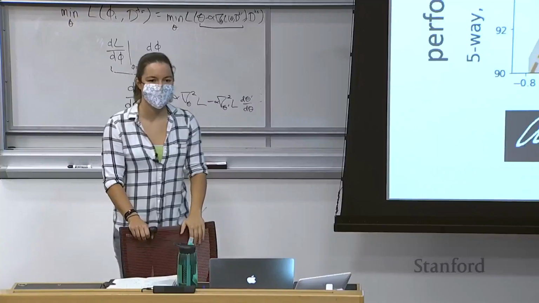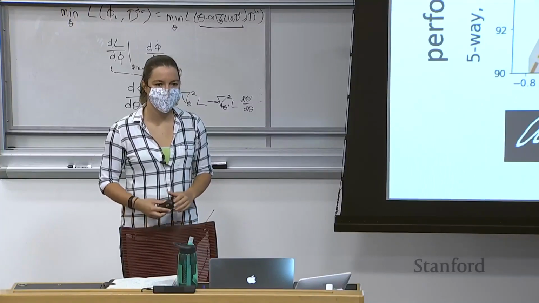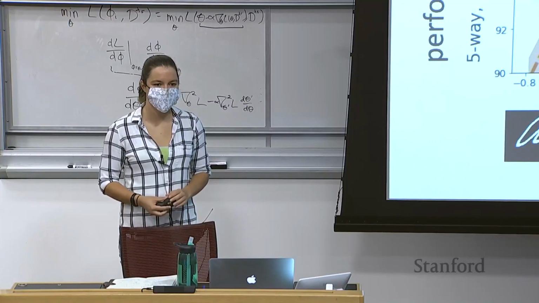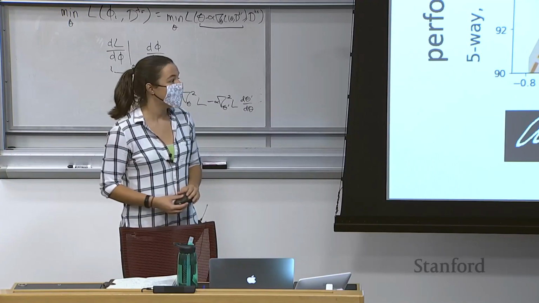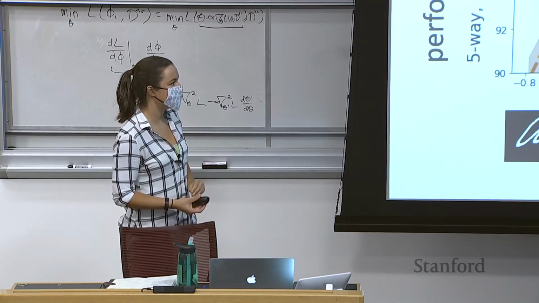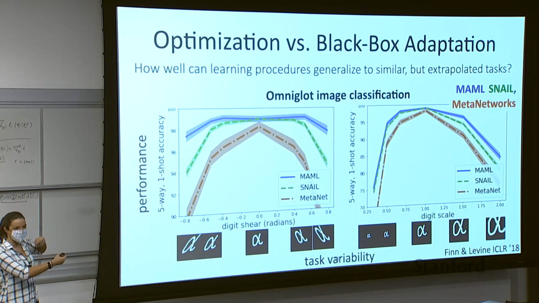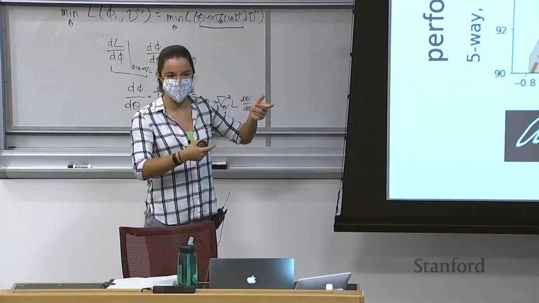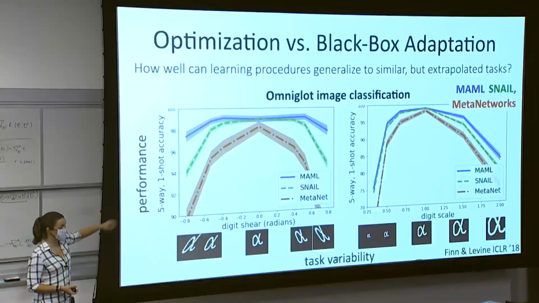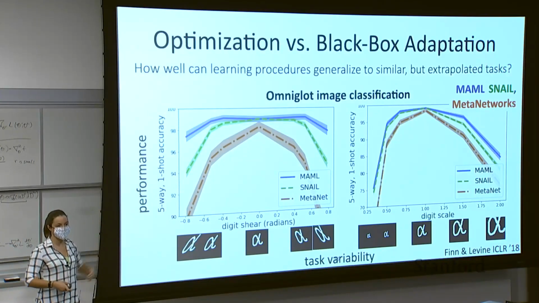Yeah? So how would you do actual inference with this? Before you can do inference, you need to do that fine-tuning, right? Yeah, exactly. What's happening at test time for the black box methods is it's passing the support set into the neural network, whereas for MAML, it's taking the support set and running gradient descent on it. And these plots are showing the performance after using the support set to adapt to the task.